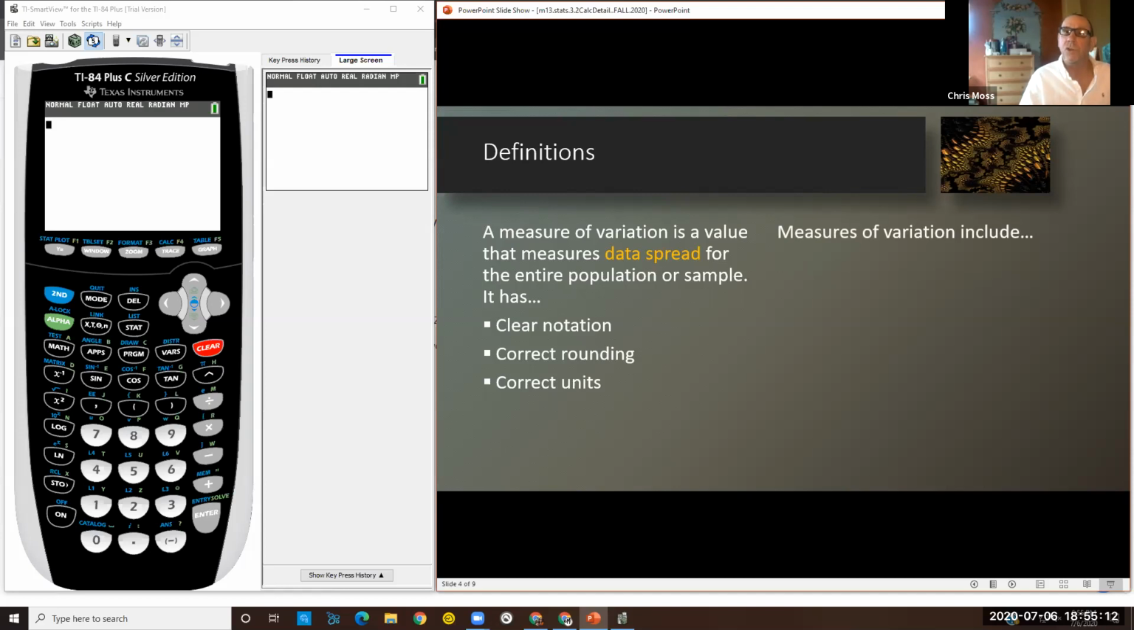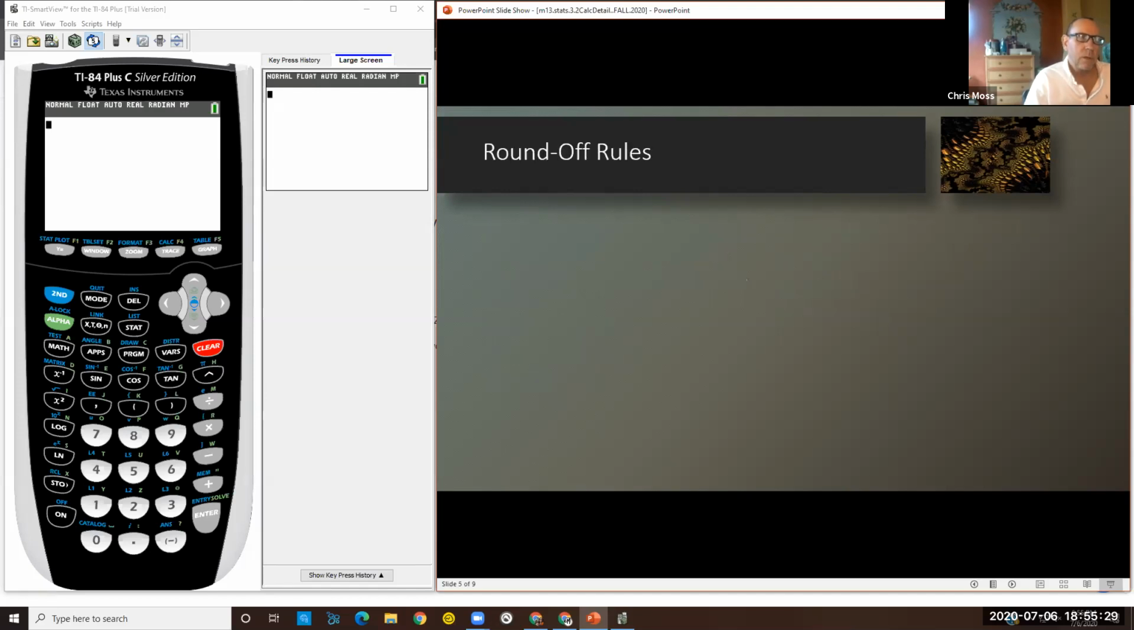Our measures of variation include the standard deviation, the variance, and the range. The first one is given to us directly on our calculator. The other two actually require a bit of work to get the calculator to offer up the correct values. We'll discuss how to do that. I also want to talk about the round-off rules.